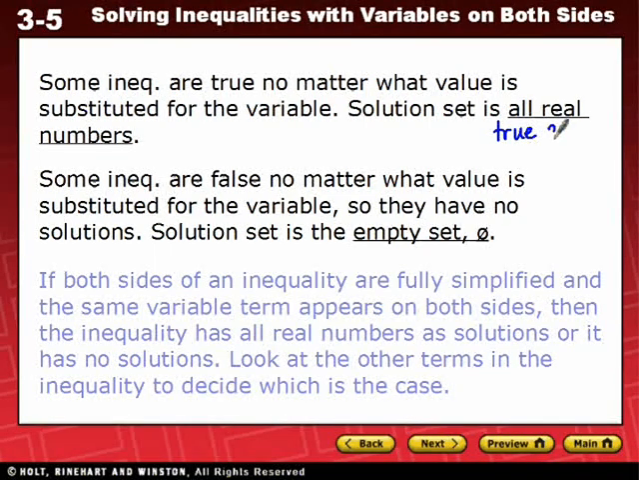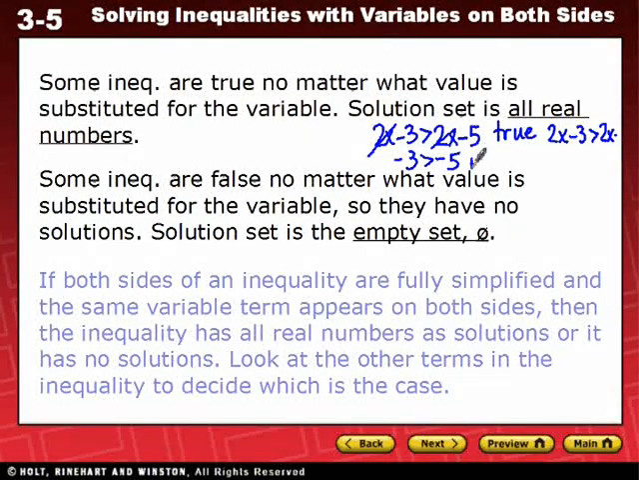So something like this, 2x minus 3 is greater than 2x, hold on, you're not going to be able to see all of that. Let's do it over here. 2x minus 3 is greater than 2x minus 5. Right? The x's drop out when you try to subtract them, and you're left with negative 3 is greater than negative 5. That's true. Right? So all real numbers are the solution.